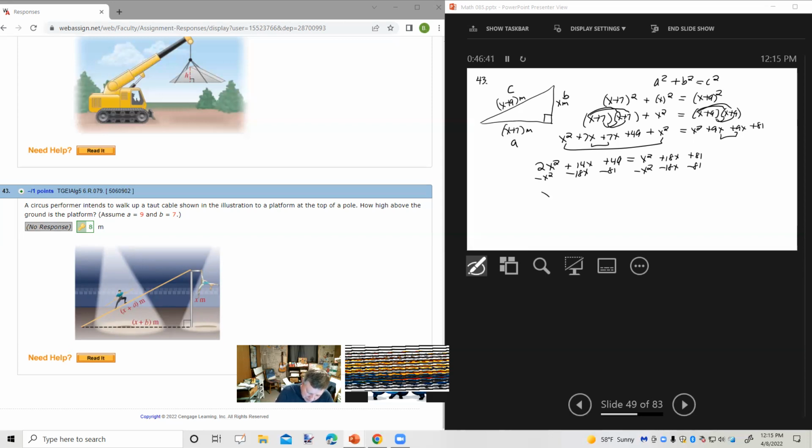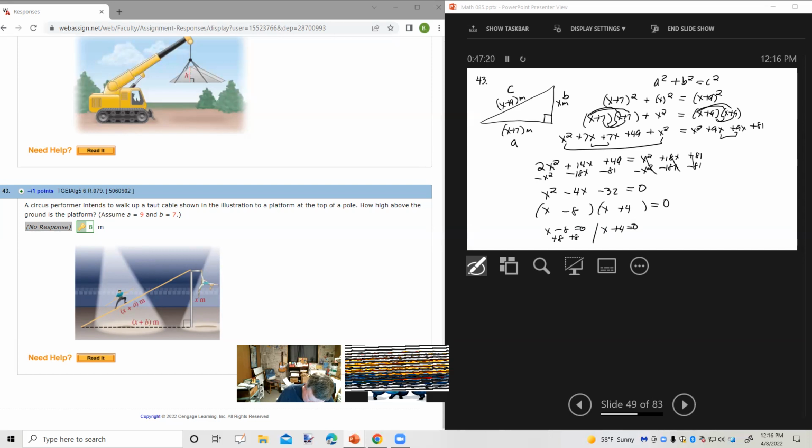2x squared minus x squared is x squared. 14x minus 18x is minus 4x. And 49 minus 81 is minus 32 equals 0. So we're going to have what? -8 and +4, because -8 times 4 is -32, and -8 plus 4 is -4. So x minus 8 equals 0, x plus 4 equals 0.